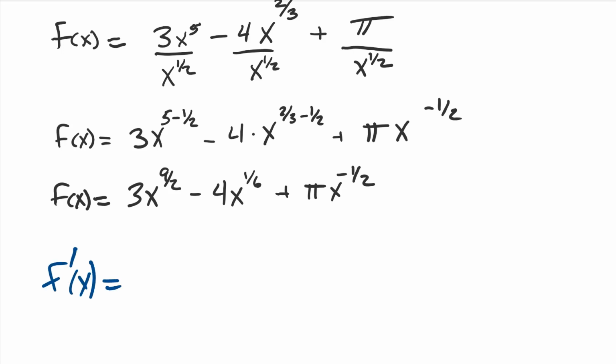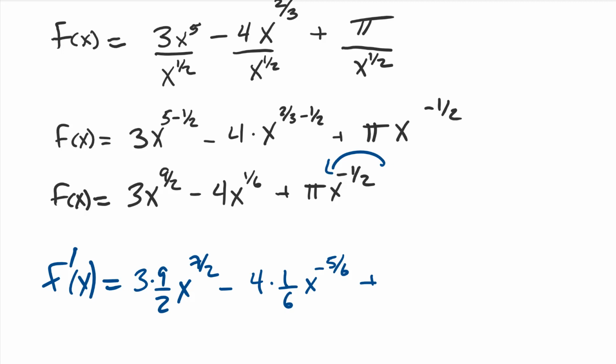F prime of x. Let's go. The 9 halves falls to the front. You're going to get 3 times 9 halves, x to the 9 halves minus 1, which is 7 halves. We're going to say 4 times, and that 1/6 is going to fall to the front. We're going to have to subtract 1, and that's going to become negative 5/6. Next, our negative 1/2 is going to fall. That's going to change this to a minus, and we get our pi over 2. I like that. Negative 1/2 minus 1, that's negative 3 halves.